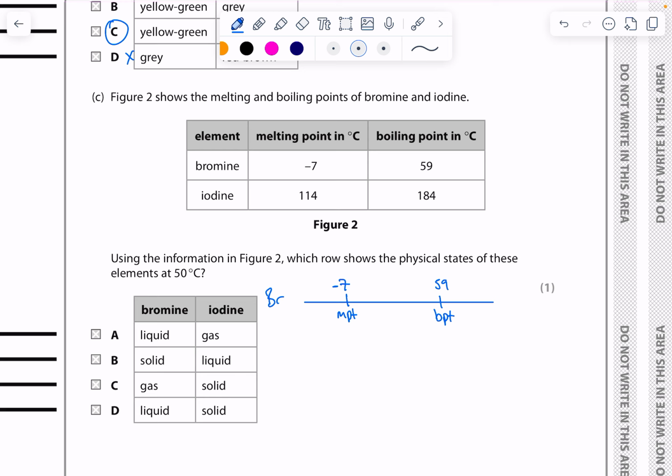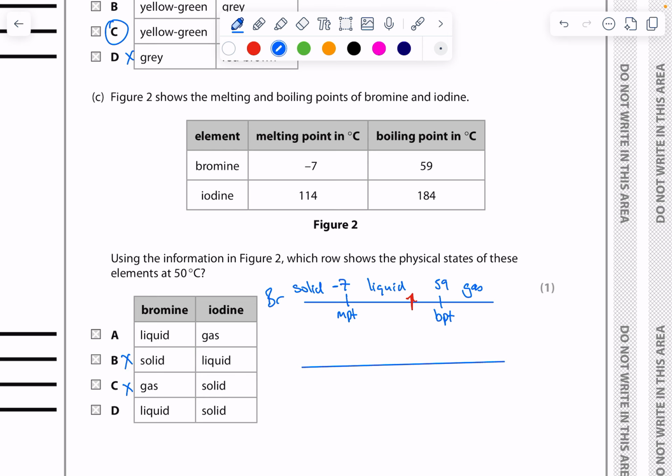This is for bromine. That means that before it melts, it is a solid. Once it's melted, it has become a liquid, and once it's boiled, it has become a gas. On this scale, it wants us to know where they'll be at 50. So on this scale here, 50 is here. So that means that bromine would be a liquid. So that immediately gets rid of 2 of the options. So it's not going to be that one, it's not going to be that one.